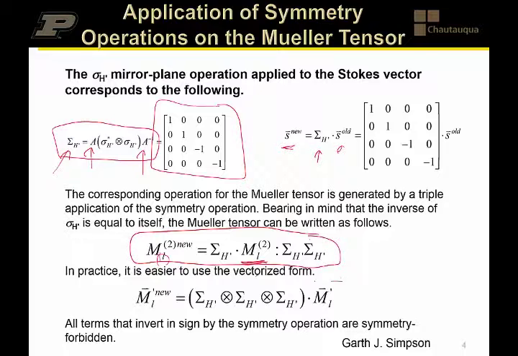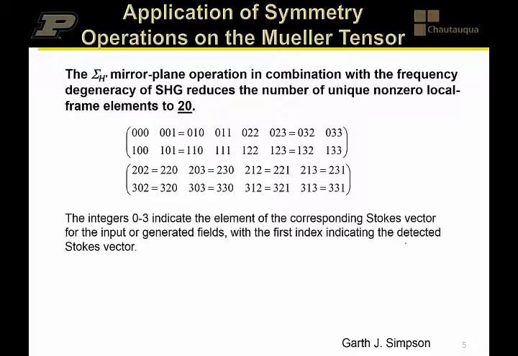So in practice, and we'll say more about vectorization later on, so feel free to jump forward and jump back again, in practice it's easier to evaluate which of these tensor elements are non-zero valued by vectorizing the Mueller tensor first. But that's really just a case of practicality. It doesn't really affect the overall outcomes that I'll be describing here.